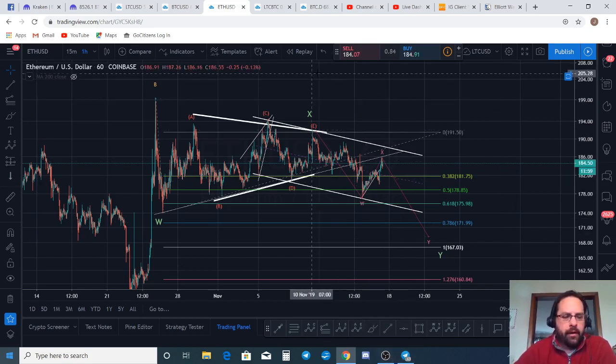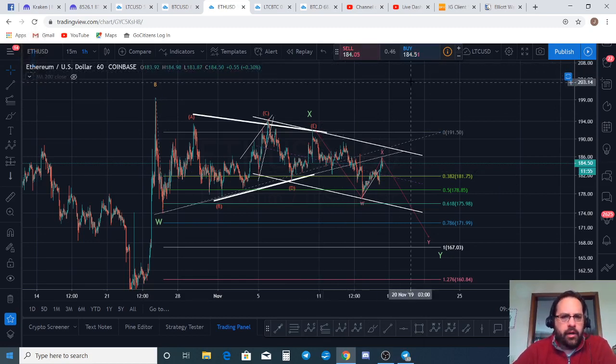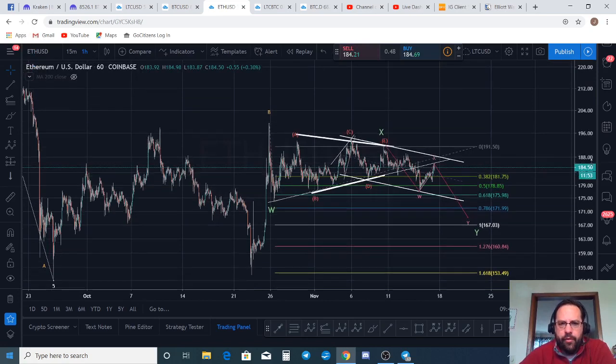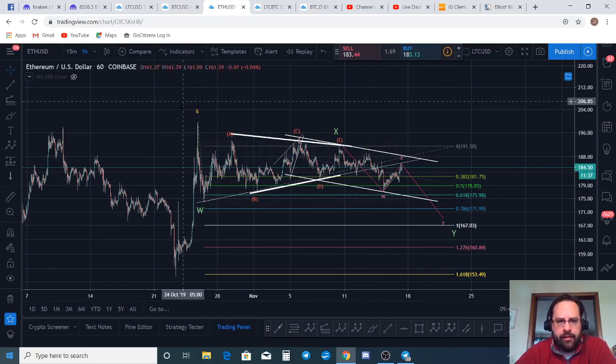We're in Ethereum right now, and I want to talk about the major count that I see so far of this structure right here. Without looking at the major count, I'm thinking this is a W, an X, and a Y. I like that better than an ABC because I'm not finding 5 waves here, or a structure that's going to make 5 waves. It looks more like a 3-wave structure, so therefore I'm calling this a WXY.